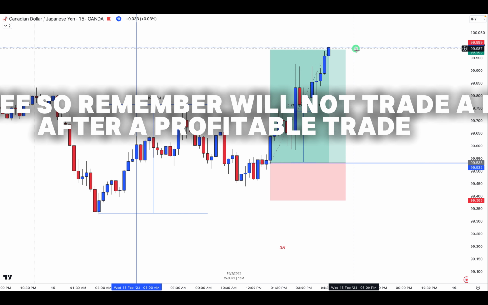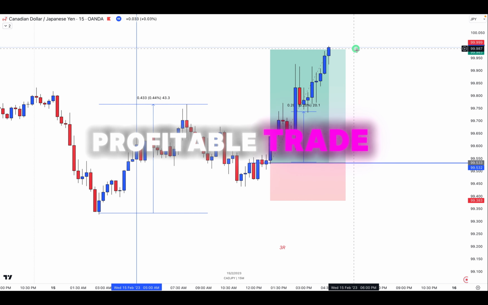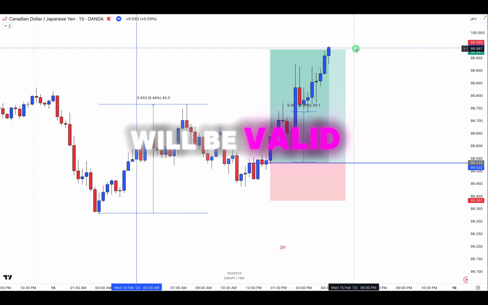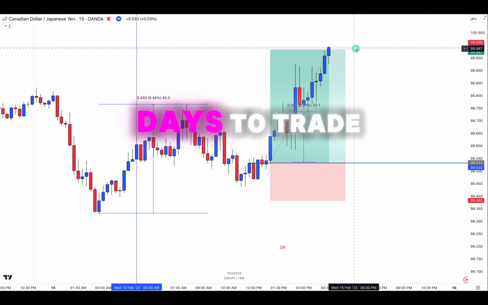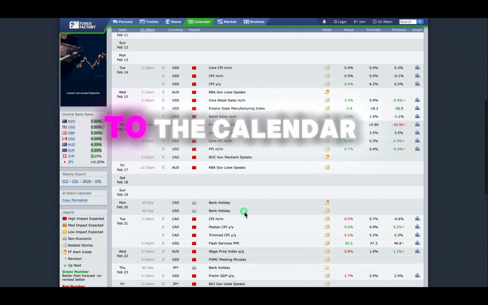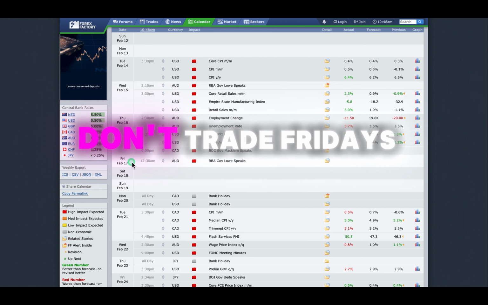Let's see. So remember, we do not trade a day after a profitable trade. So here the 16th is not a profitable trade. Let's go to the calendar and see which days will be valid days to trade after the 16th. If you go to the calendar, you can see the 16th is not a day we are looking forward to trade. And remember, we don't trade Fridays.